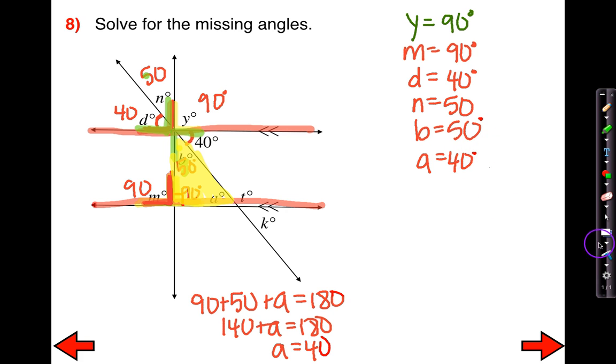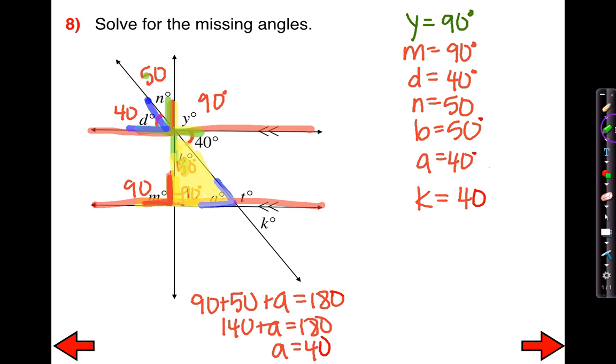Okay, now sometimes after I do the work I realize something. I'm not sure if you saw this, but it would have been easier to recognize that D corresponds to A, and I could have easily figured out that A has got to be 40 degrees as well, but I did a little bit extra work, and that's okay. So here we can go ahead and say K is also 40 degrees since K and A are vertical angles.